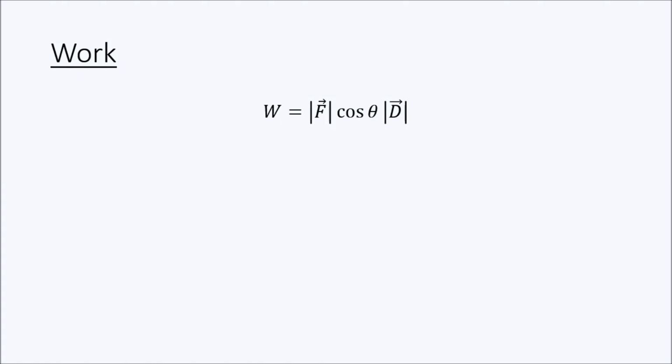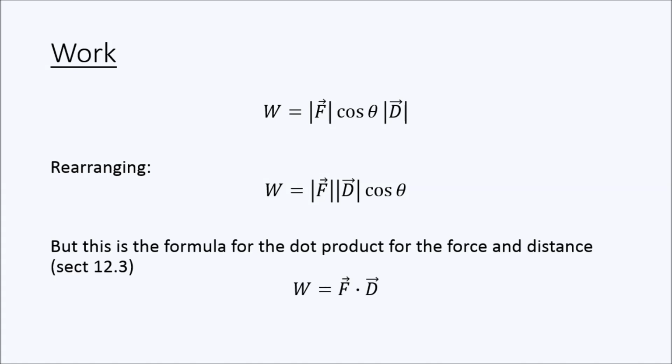This gives us our formula here, where work is the magnitude of force cosine theta times the magnitude of distance, but we can rearrange this. Let's put those two magnitudes together. So we have the magnitude of force and the magnitude of distance together at the beginning, but this should look familiar because this is exactly our definition of the dot product from section 12.3. So work is actually going to be calculated as the dot product of the force vector times the distance vector.